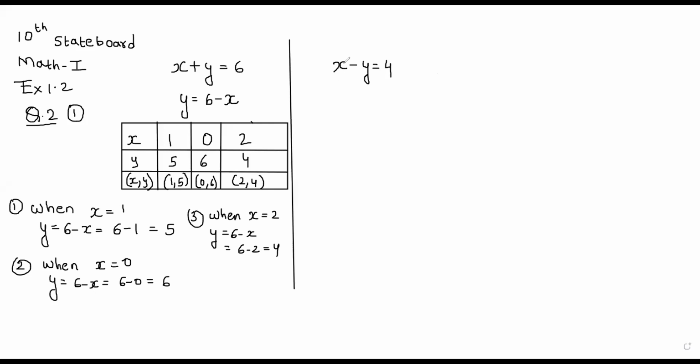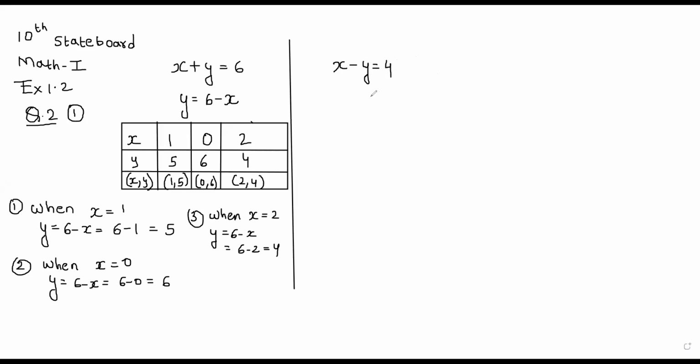So let's solve the next sums. Here x minus y equal to 4. So here again we are going to keep y alone. But if we keep y alone in the LHS, y is having minus sign. Now whichever variable you are keeping alone in the left hand side, see to it that it doesn't carry the minus with it.